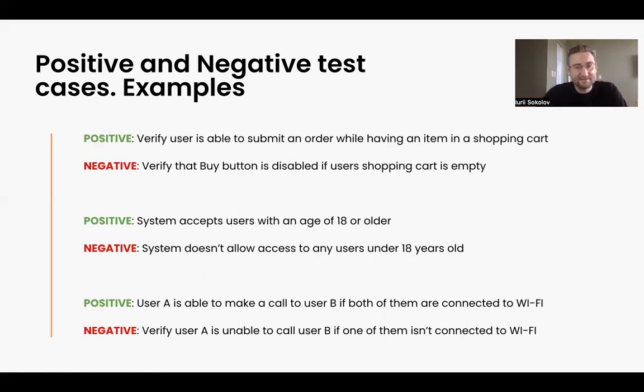Invalid input here, or we can say it's an invalid condition mostly, is that users are unable to call each other if one of them isn't connected to Wi-Fi. Okay, so even if one of them is not connected, it's invalid. Technically, it's an invalid precondition, invalid behavior for our system. Okay, I hope this makes sense. But these are really nice examples of positive and negative tests.